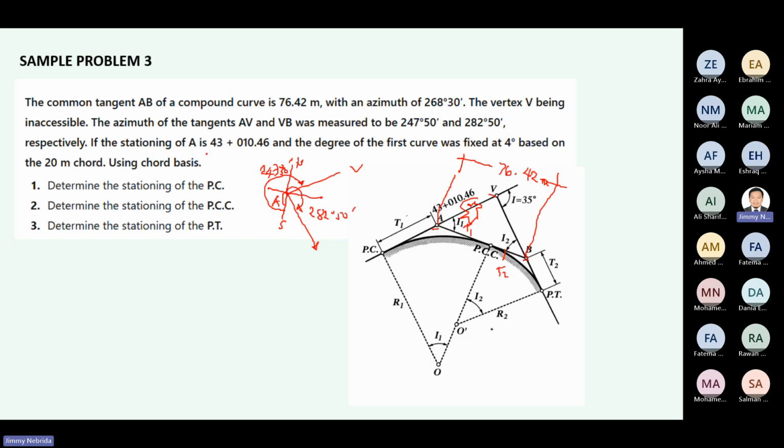Now, the stationing of A, where's A? This one. The first point of intersection, of the first curve. Again, as I said, compound curves have two curves. So the first point of intersection of the first curve is at A. The station is 43 plus 10.46. The degree of the first curve is 4 degrees, meaning this is D1, based on the 20-meter chord. Now, using chord basis, take note, chord, not arc, determine the stationing of the PC.